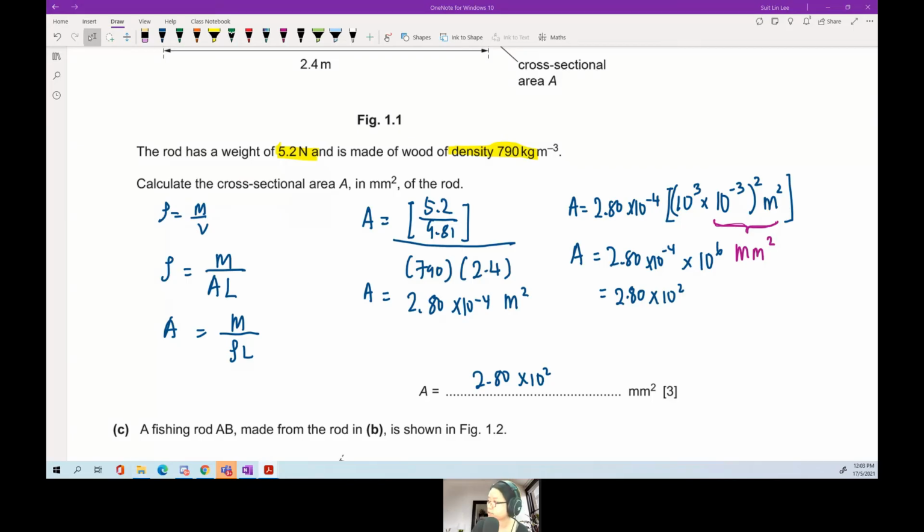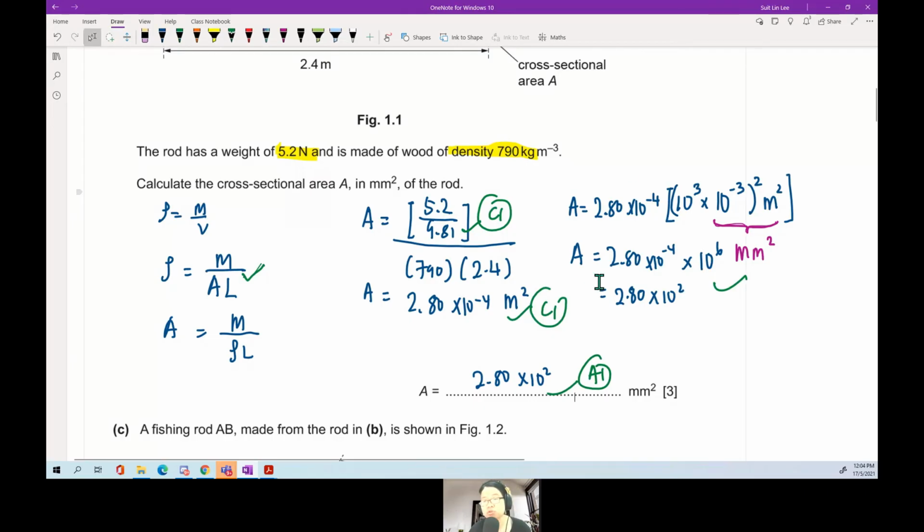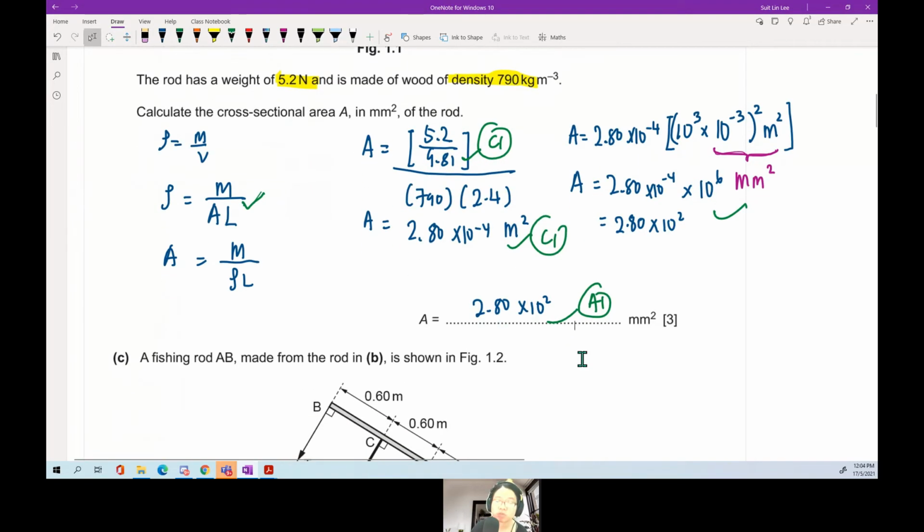Okay, so let's see where the marks are. If we see density as this one, and then eventual conversion by g, you get 1 mark, C1. You substitute everything else in correctly to arrive at this one is C1. You convert correctly to this one is A1. Look, certain people can convert directly without going through this step. I'm just going through the step for people who need it. It's okay to take extra steps.